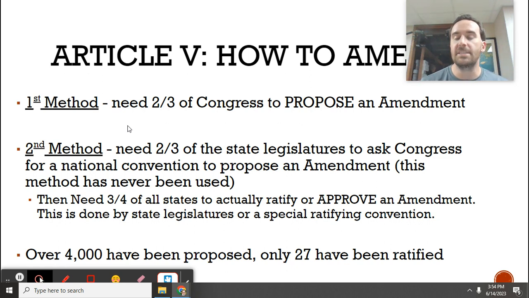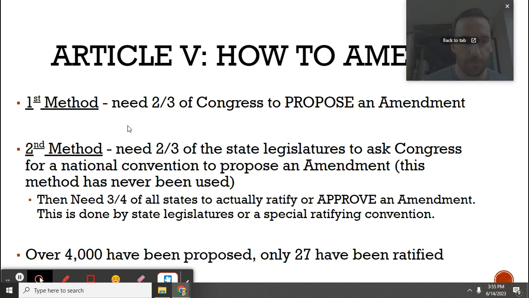It is very tough to get a constitutional amendment passed. Over 4,000 have been proposed, but we only ever have 27 of them. And a lot of those were passed all at the same time, and two of them actually cancel each other out. Watch the optional video if you are interested to see which ones cancel each other out.